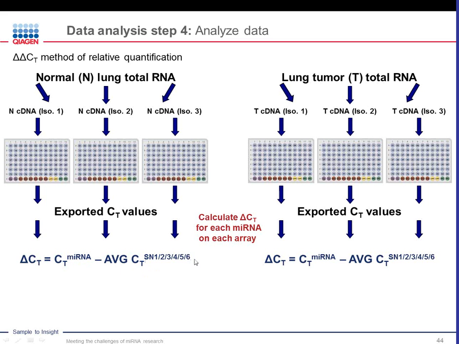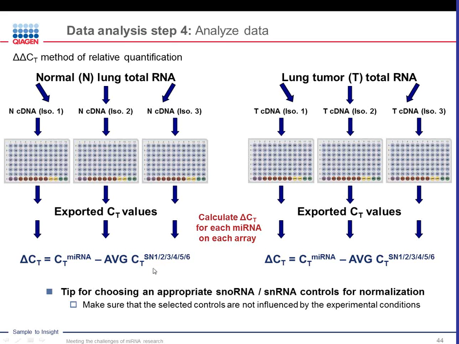And for this case, we used an FFPE sample, so it's acceptable to use small nuclear, small nucleolar controls. And often it's perfectly acceptable to use an average of multiple controls. And as a tip for choosing an appropriate control, be sure that your selected controls are not influenced by your experimental condition.